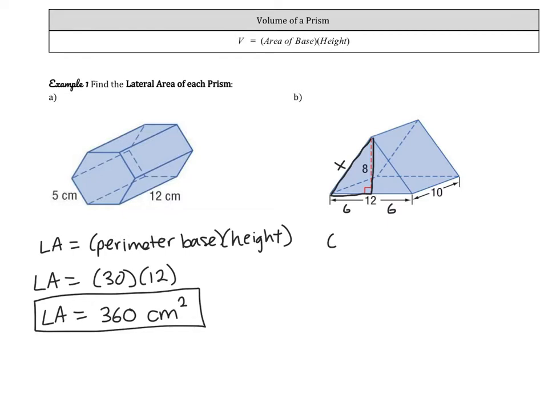So we can do 6 squared plus 8 squared equals x squared. So x is going to be the square root of 6 squared plus 8 squared. So this actually becomes the square root of 100, which is 10. So we know that this side length is 10 and this side length will be the same. It will also be 10.